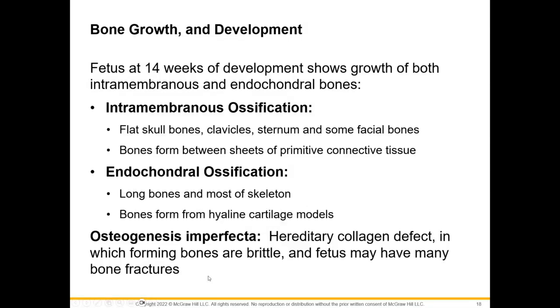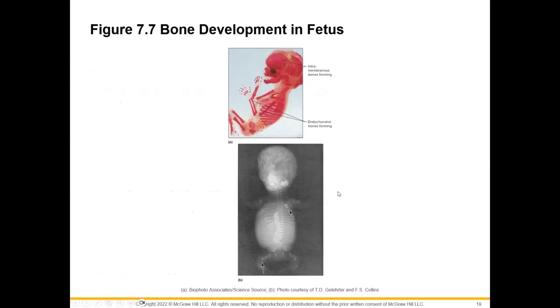Osteogenesis imperfecta is a hereditary collagen defect where the bones are brittle. The fetus can unfortunately have a lot of bone fractures in that particular disease. This shows bone development in the fetus. Again, that skeleton is pretty much hyaline cartilage to begin with.